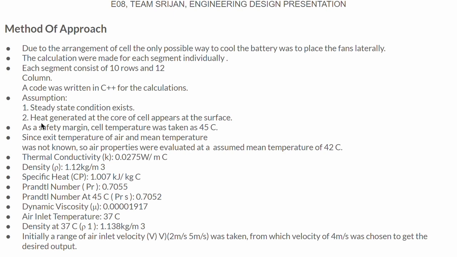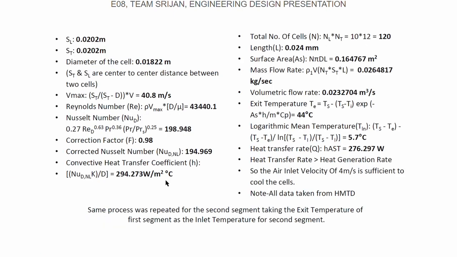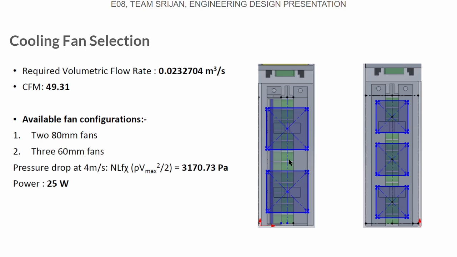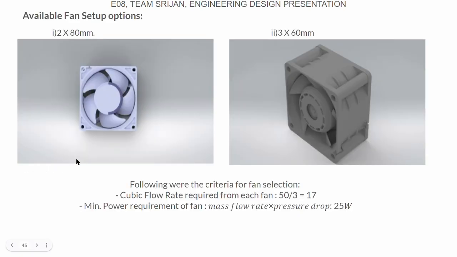Assumptions were that steady state condition exists and heat generated at the core of the cell appears at the surface. The same process was repeated for the second segment, taking the exit temperature of the first segment as the inlet temperature of the second segment. The heat transfer rate came out to be 76.297 watts. Heat transfer rate was greater than heat generation rate, so a cooling velocity of 4 meter per second is sufficient to cool the cells. When choosing the type of fan, we chose an axial fan since centrifugal fans have low flow rate and are also very bulky as compared to axial fans. We had 2 fan configurations, 2 80 mm fans and 3 60 mm fans. We chose the 3 fan configuration for better cooling.